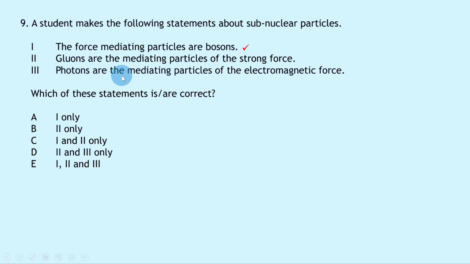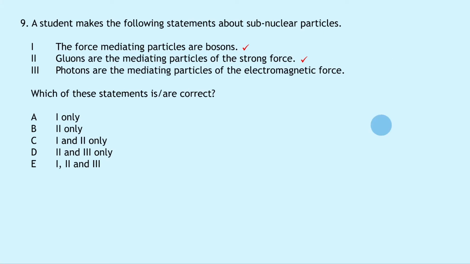Statement 2, gluons are the mediating particles of the strong force. That is true, and the way I like to remember that is that gluon sounds like glue, and the strong force is responsible for holding protons and neutrons together in the nucleus of an atom, and you could think about glue as being a strong adhesive, so gluons links with the strong force.